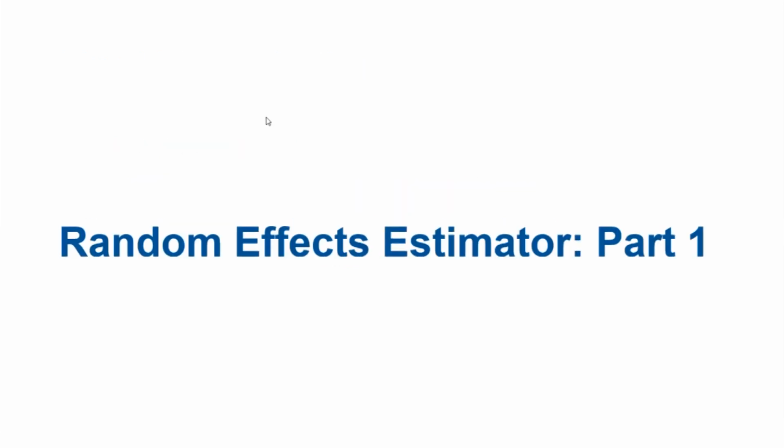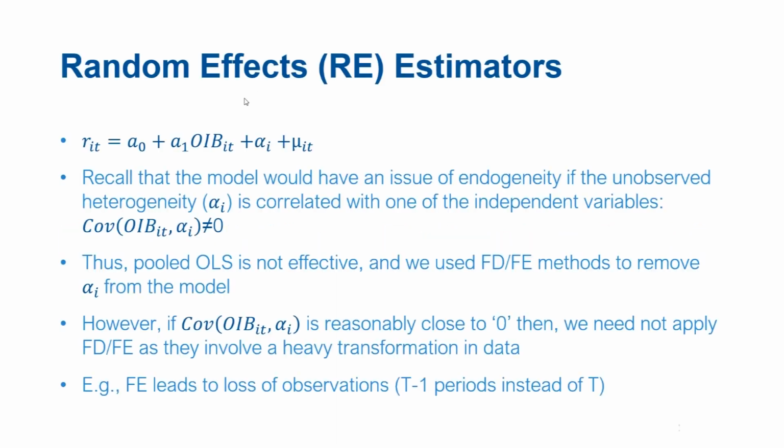In this video, we'll introduce a very important class of estimator, that is the random effects estimator. Recall, in the previous discussions while examining the relationship between order imbalance and return, we said that there is a high probability of the issue of endogeneity if the unobserved heterogeneity, that is alpha i, is correlated with one of the independent variables, that is in this case OIB.